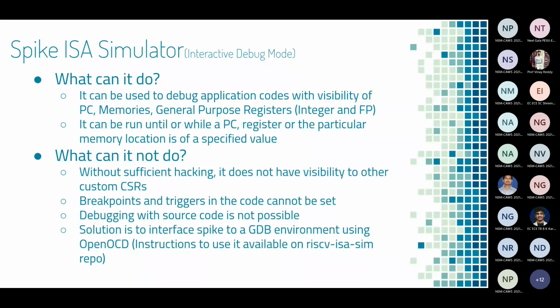So this is the solution which I was talking about earlier. You have to use GDB with OpenOCD to achieve breakpoints, debugging with source code, and all of that. If you use this, you can essentially use all of the GDB commands to interface with Spike and play around with it more.